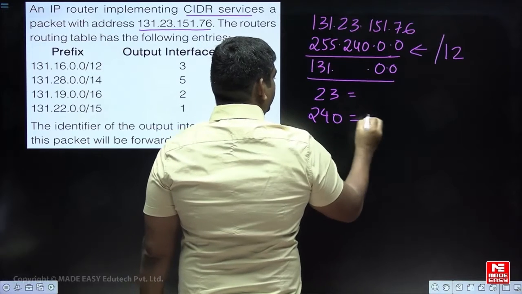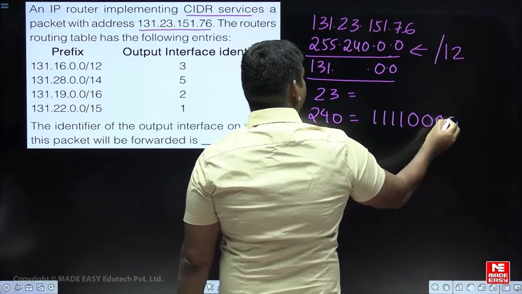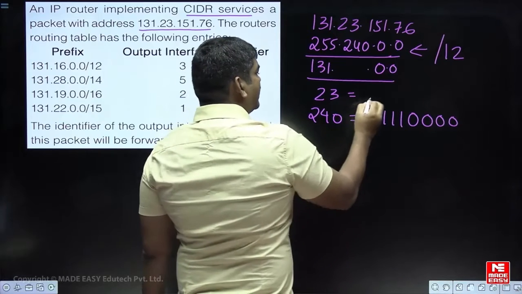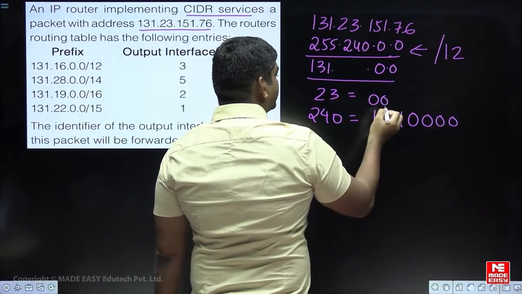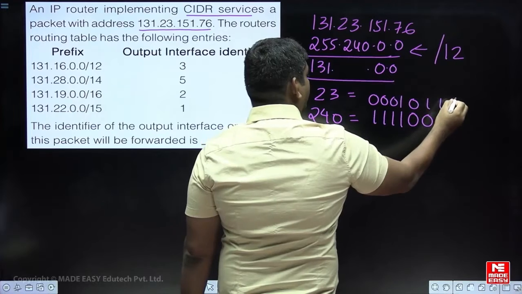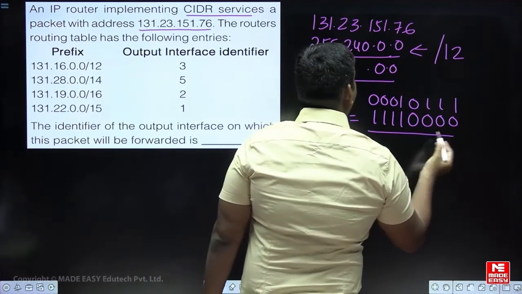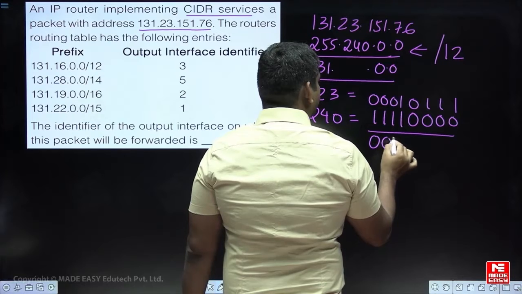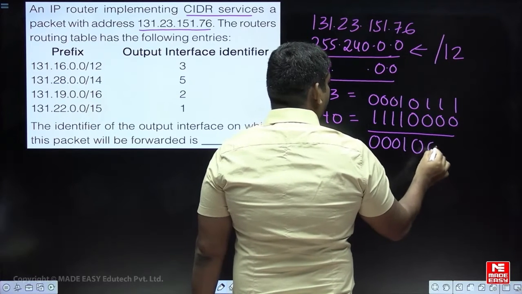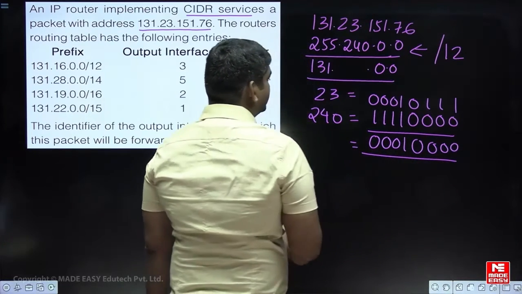This 240 I can write as 4 ones followed by 4 zeros. This 23 I can write as 0, 0, 0, 1, 0, and 3 ones, meaning 16 plus 7, which is 23. If I convert it into binary, it is 0, 0, 0, 1 followed by 4 zeros. And this value is how much?